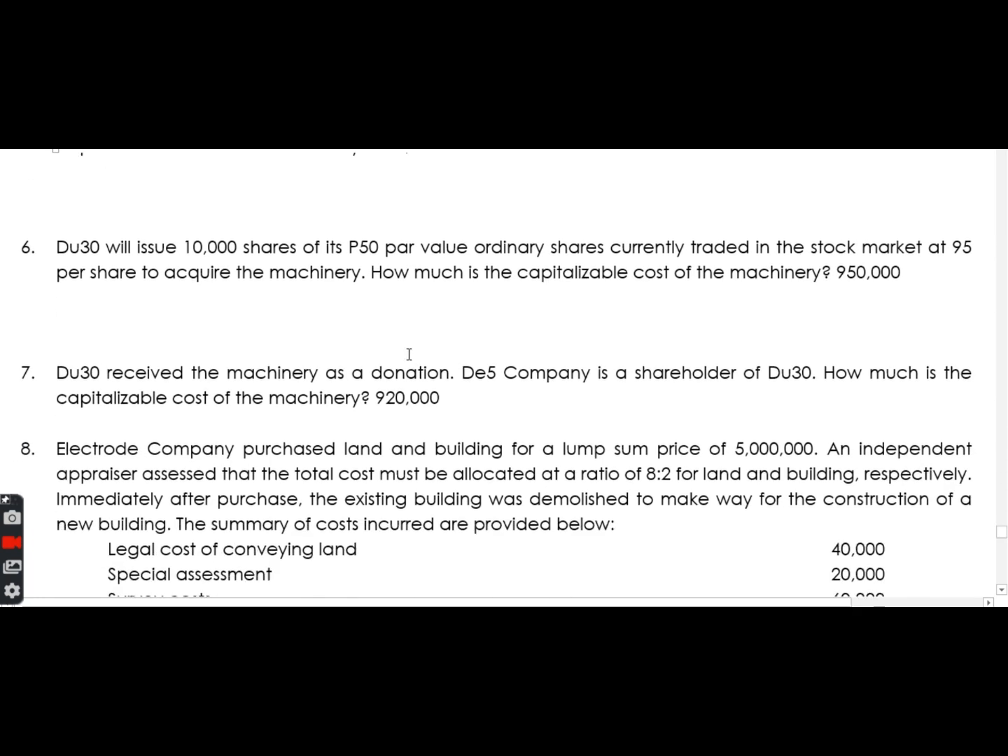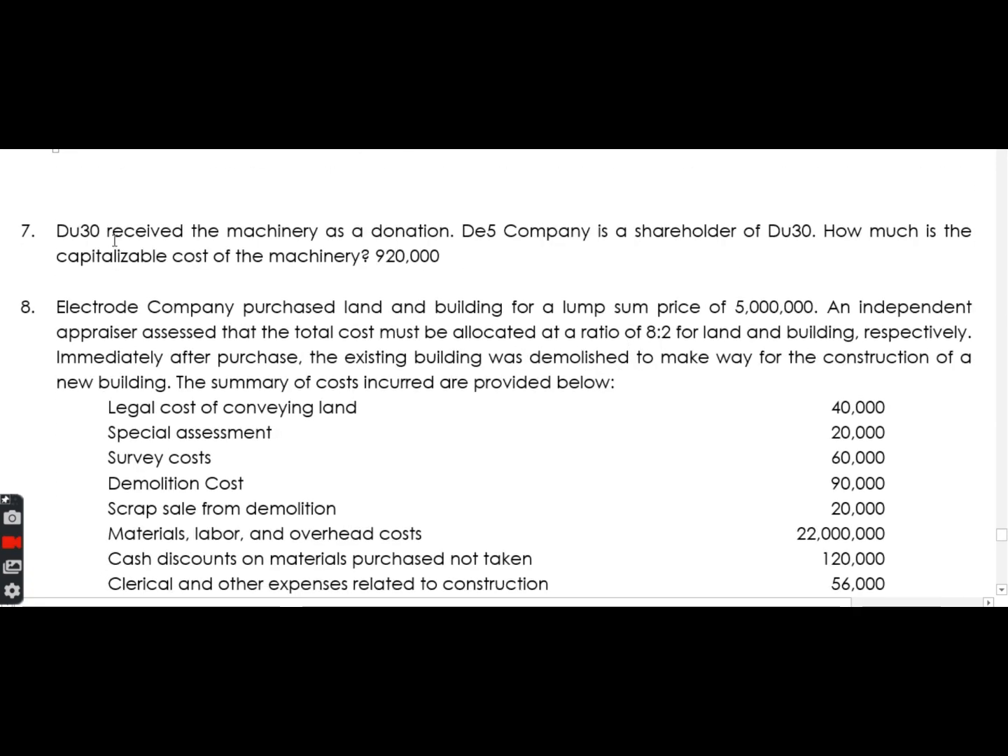So kunin mo lang yung 1 million times 97%. So 970 na yan. Duterte will issue 10,000 shares of its 50 par value ordinary shares currently traded in the market at 95 per share to acquire the machinery. So that's going to be 10,000 shares times 95 per share. Kasi yun yung mas reliable na fair value kasi active market yun. So yun ang gagamitin natin. So 950.